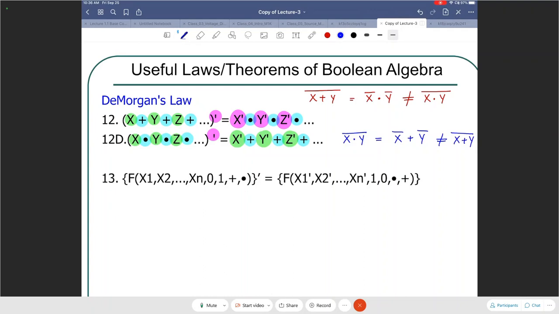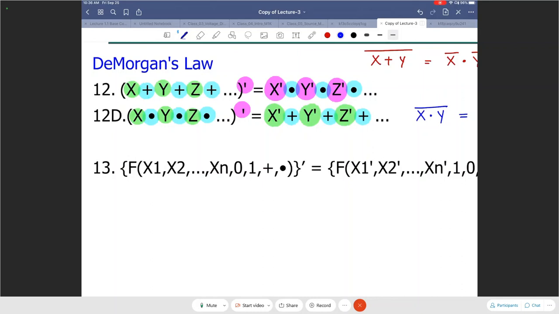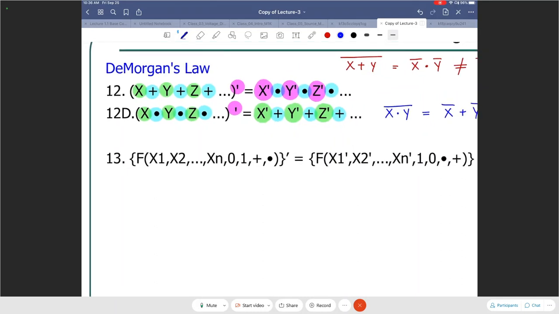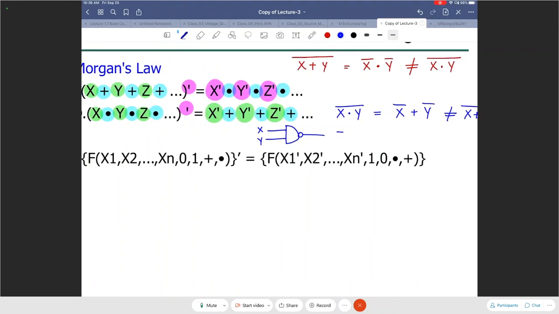Now, using symbols, I can also say this. So let me try to show this using symbols for 12D. So 12D says NAND. What is NAND? I'm going to draw two lines for two inputs. I'm going to draw NAND here. X, Y, and that would be NAND. So 12D says that is equivalent to complementing the inputs first, X complement, Y complement, and then putting them through an OR gate.